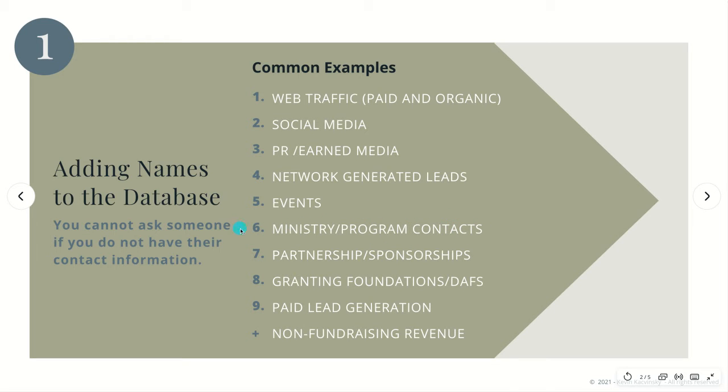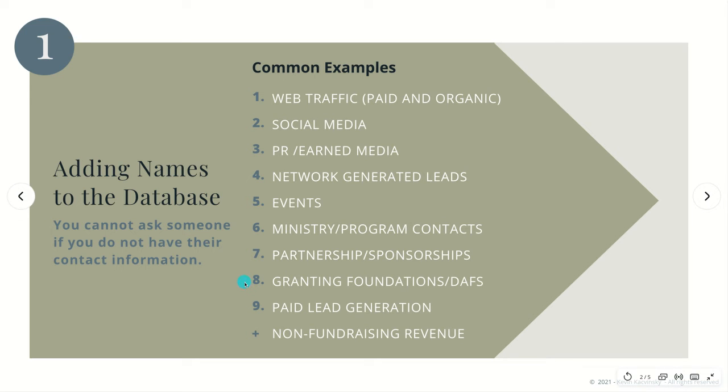Ministry and program contacts. If you're a school, that could be the parents. If you are a hospital, that could be a grateful patient program. So every organization has people that they serve or volunteer there that are great contacts. Partnerships and sponsorships, these are organizations that do something complementary to you, and you can partner with them to both grow your lists.